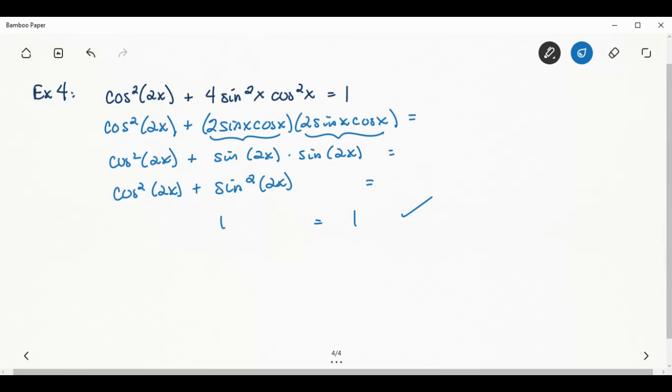Okay, so with the double angle formulas, you do need to be a little bit more creative, find more algebraic ways to express the same things, and you will ultimately get to the final end of the proof.